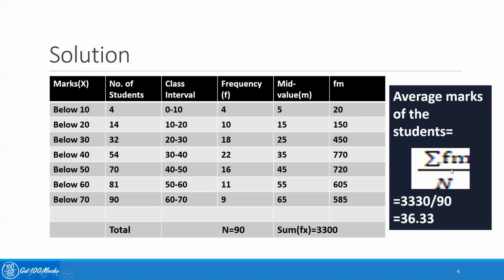Now following the same formula, I can get the mean is equal to 3,330 divided by the number of students, which is 90, which comes as 36.33. So this is one way of calculating arithmetic mean when there is an open class interval. There might be a situation where the question will be just opposite. Marks above 10 means it will be 10 to 20, like that. In this type of situation also, follow the same logic and find out the arithmetic mean.